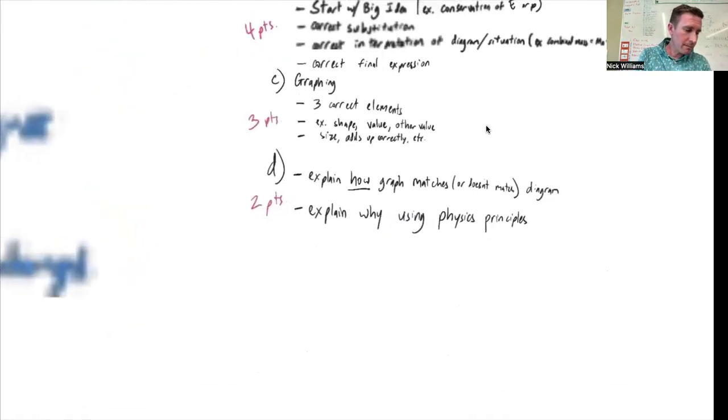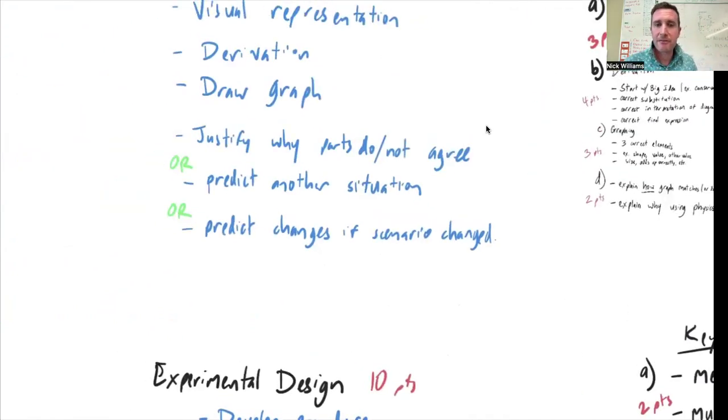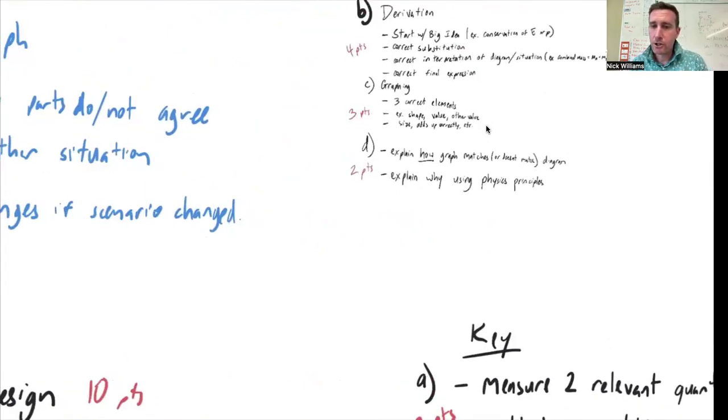2 points there. This one, the part D, is your kind of tricky piece because that's 3 options: predict what would happen if the scenario changed, or justify why they do or do not agree. I'm thinking it'll probably be a why they do or do not agree. So explain why things match or don't match based off of what they've given you, right? I know that energy should be conserved, and in this diagram you've given me, energy is not shown to be conserved. So that does not match because conservation of energy says that everything should conserve before and after, assuming that there is no outside work done or no outside forces.